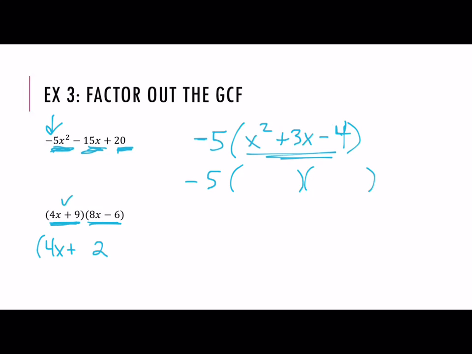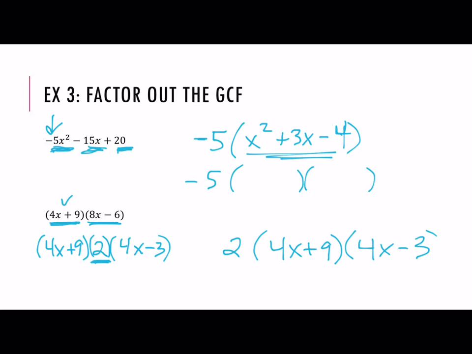So we've got 4x plus 9 times 2, and then when you factor 2 out of 8x minus 6, that becomes 4x minus 3. And then normally if you have this single number here in the middle, we would move that out to the front. So we would write the answer as 2 times 4x plus 9 times 4x minus 3.